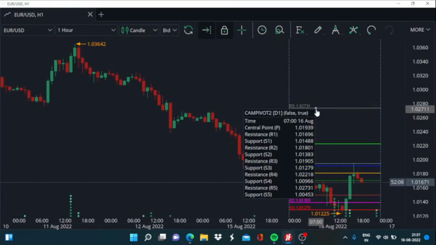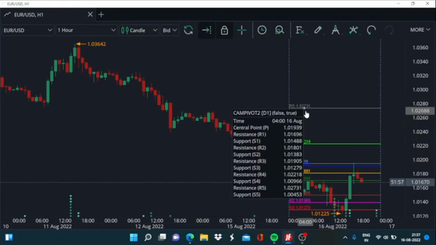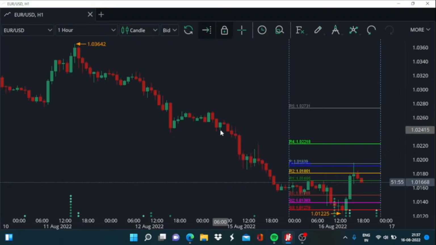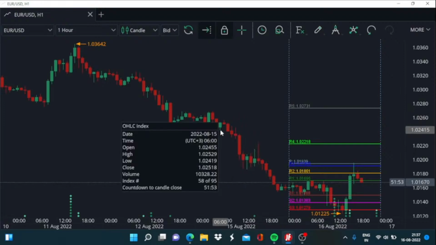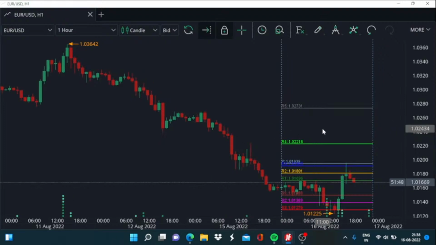This is the indicator plotted for the daily time frame. So we have this indicator in place, which is based on the prior day's price formation. The central point and all these support and resistance levels are drawn using the prior day's high, low, and closing price data. And we have the formula for the calculation of these support and resistance levels. The central point is easily calculated by adding the high, low, and the close, and then dividing it by 3.